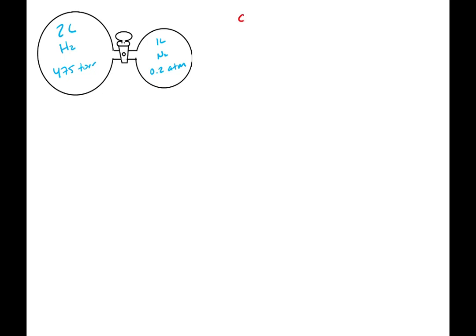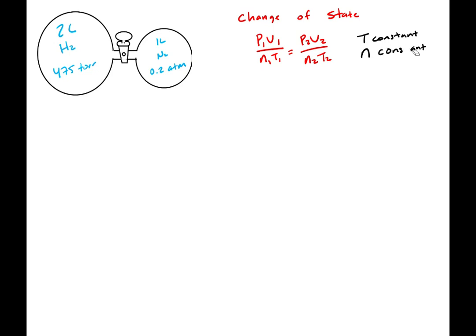We've previously identified that we're dealing with a change of state problem here, and so it's helpful for us to go ahead and write the equation that we have for change of state. P1V1 over N1T1 equals P2V2 over N2T2. And in this problem, we were told that T is constant. And in addition to that, we're not adding a gas into here, right? We're not adding in more hydrogen or nitrogen. We're not removing any hydrogen or nitrogen. And so N is also constant. And that will help us to simplify this expression pretty significantly. We're able to cancel N and T. And that gets us just to P1V1 equals P2V2.